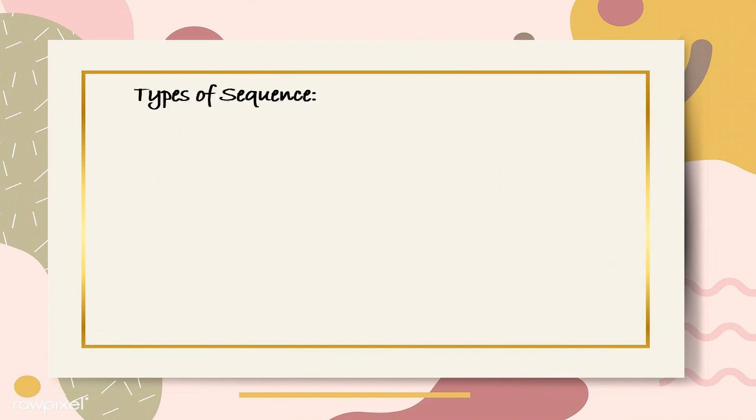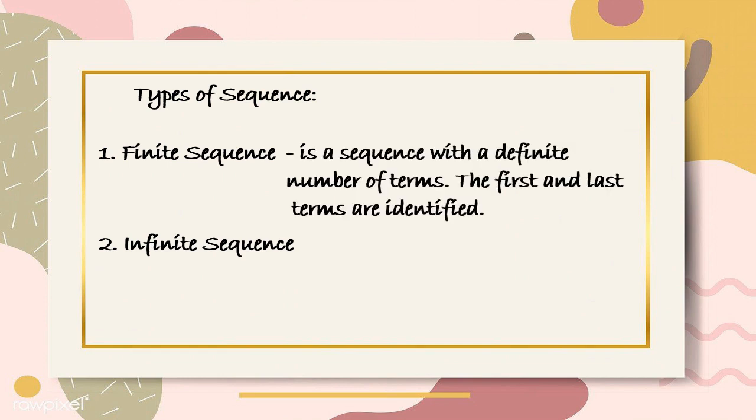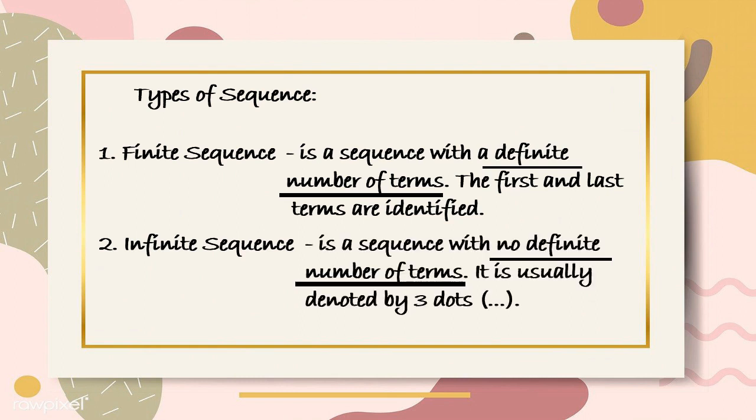There are two types of sequence: the finite sequence and the infinite sequence. Let's differentiate the two. A finite sequence is a sequence with a definite number of terms. The first and the last terms are identified. While an infinite sequence is a sequence with no definite number of terms. It is usually denoted by 3 dots, or what we call ellipses.